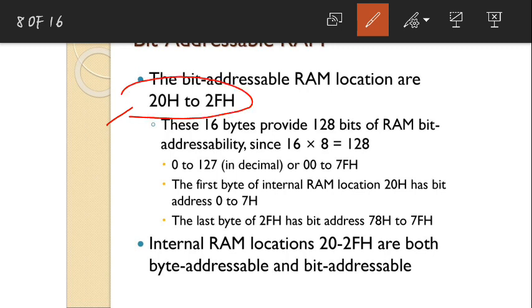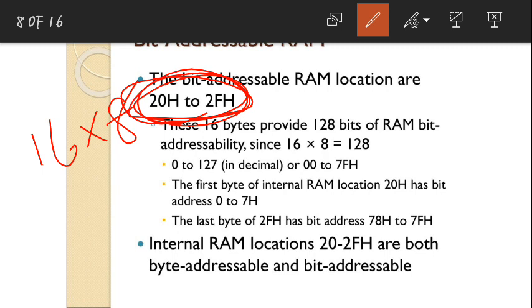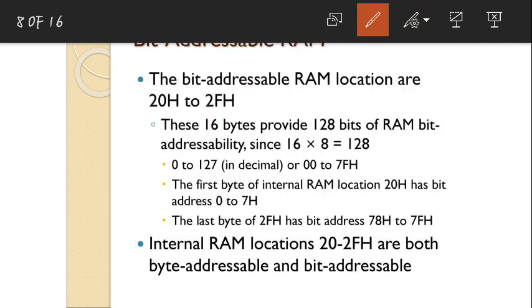In this location you have 16 bytes from 20H to 2FH. If you count, you will get 16 bytes. Each of those 16 bytes consists of 8 bits, so that will be a total of 128 bits in this place. The bit addresses generally start from 00H to 7FH. We will see in the next slides how it is. The last byte, 2FH, has the bit addresses 78H to 7FH. We will see in that slide what it is actually.